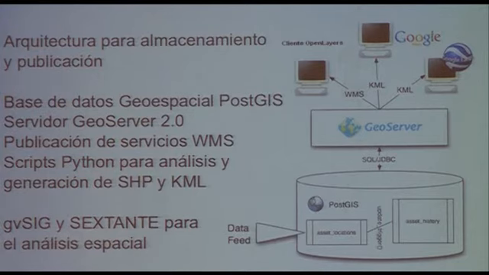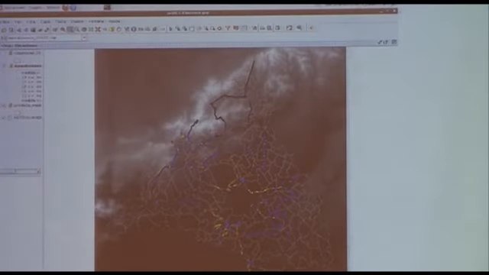We have calibrated the data. It's a very simple architecture. We have used a PostGIS architecture for the publication of the geo server information. We get the information through a WMS service. We are using Python scripts to generate KML and shape files so that they are easier to handle, and we are using gvSIG and the Sextante extension for the spatial analysis.